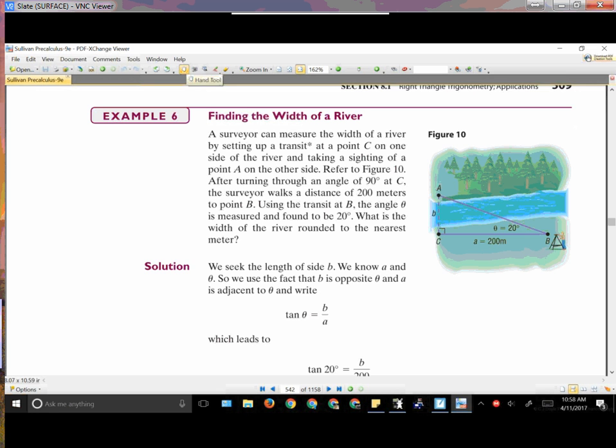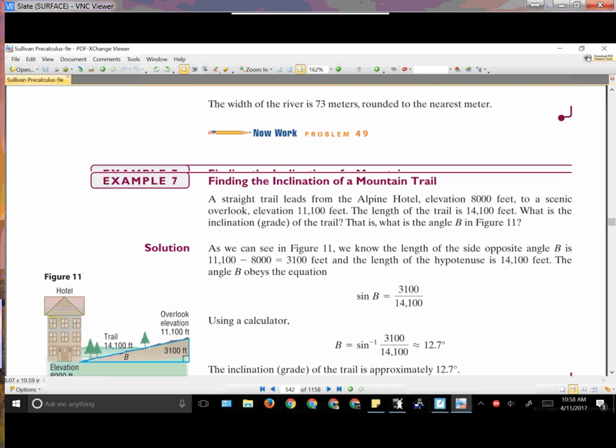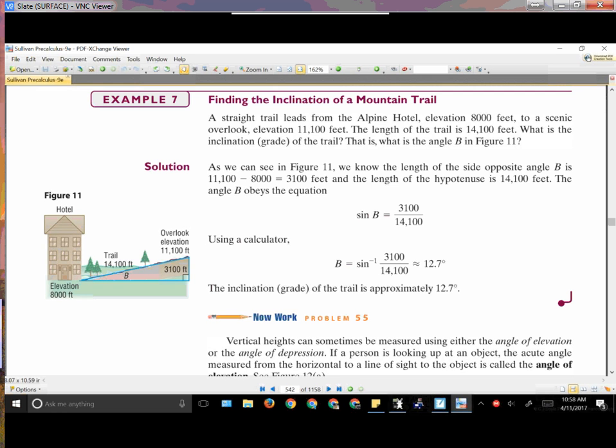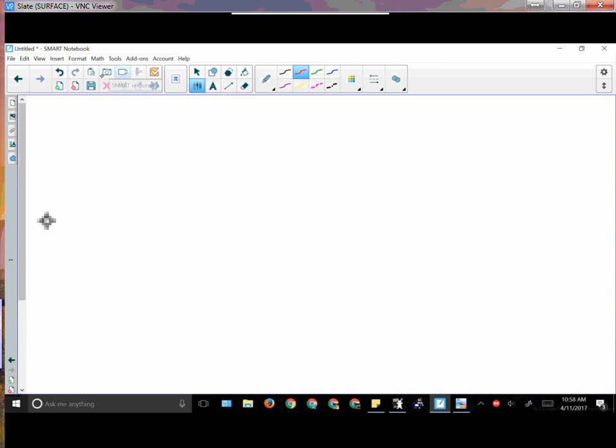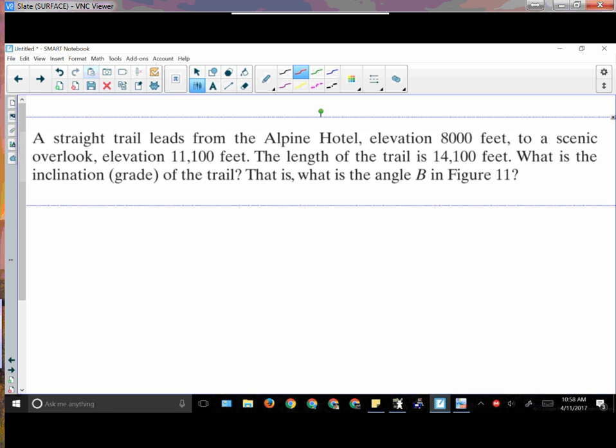So, inclination of a mountain trail. Same kind of an idea. Again, we want to try and draw these situations out. Now, granted, sometimes they give you a picture. Sometimes it's more helpful to not take the picture and go along with it and see what you got out of it. So, let's see. A straight trail leads from an alpine hotel, elevation 8,000 feet, to a scenic overlook, elevation 11,100 feet. Length of the trail is 14,100 feet. What is the inclination? Grade.